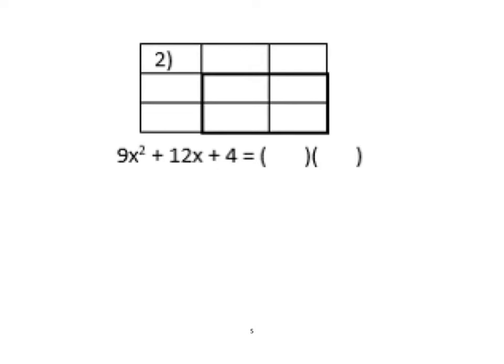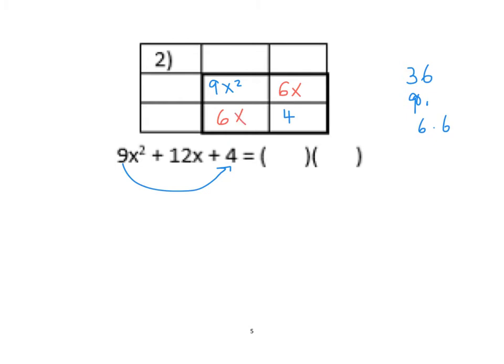Okay, here is another one. So I do 9x squared, and this is 4. So 9 times 4 is 36. So I need two numbers I can multiply to get 36. So 9 times 4, okay, and 9 times 3 is not going to help me. What about 6 times 6, so this becomes 6x and 6x.